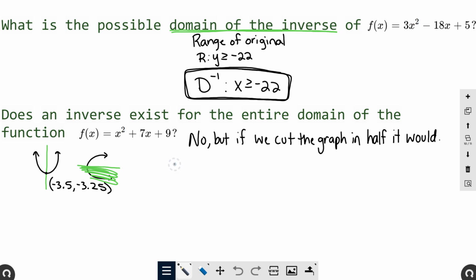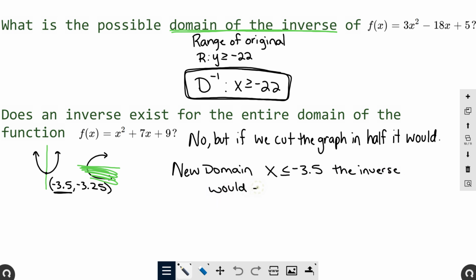Now, we're talking about splitting that graph in half and only looking at half of the graph. So our new domain, and we're talking about domain for our original function, what we would need is just half, one way or the other. So we're going to look at the x value. If I only graphed the left part of this graph for x less than or equal to -3.5, the inverse would exist. And you can use either less than or equal to or greater than or equal to for this because you just need half of it. Doesn't matter which half you have, the left side or the right side, the inverse would still exist.